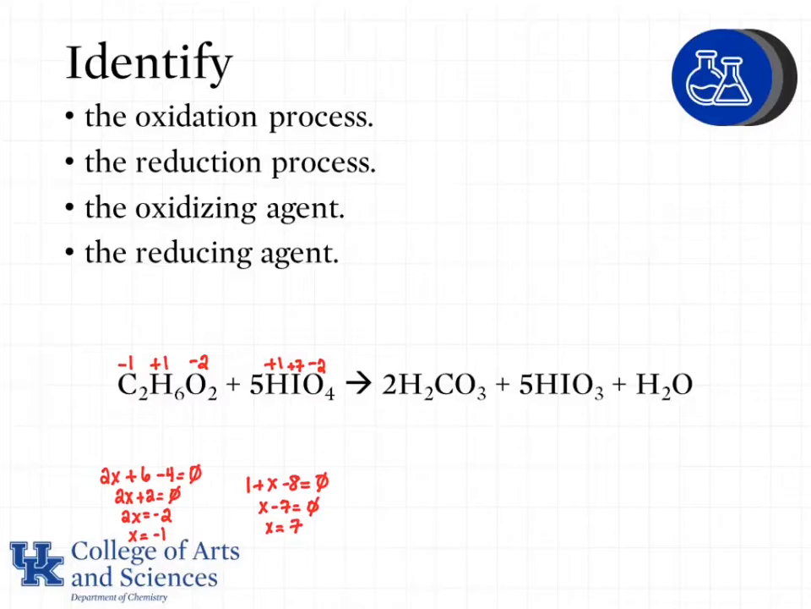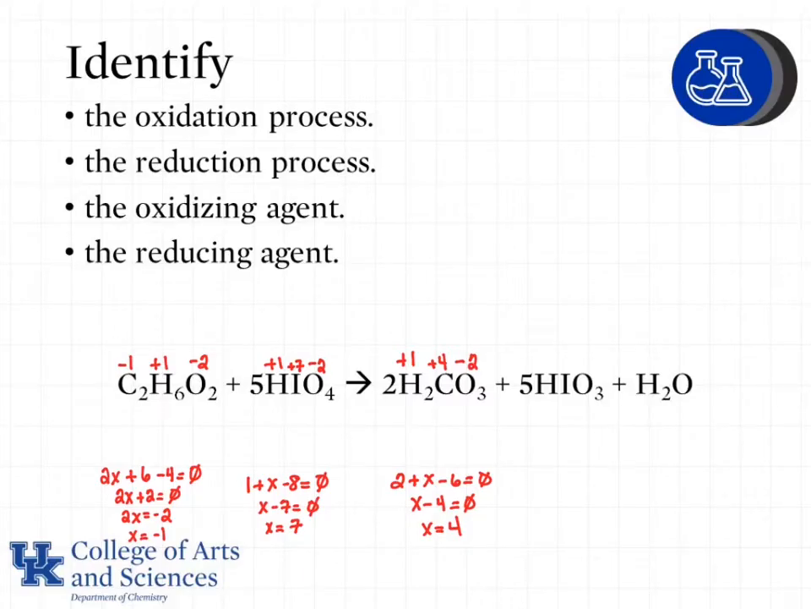Moving to the product side, for H2CO3, we know that hydrogen has an oxidation number of +1. Carbon is our unknown oxidation number, and oxygen has a -2. So we can set up our equation with 2 plus x minus 6 is equal to 0. X minus 4 equals 0, so x equals 4. So the oxidation number of carbon is +4.